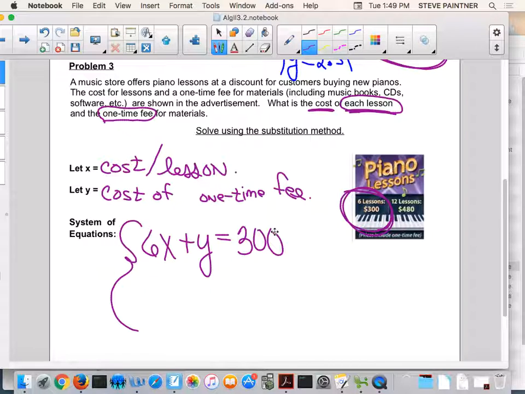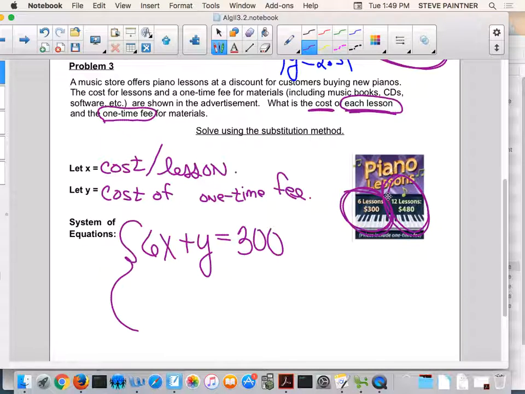Does it seem right? Guys, he's got it perfect. He says I get 6 lessons times that price per lesson, plus I get a one-time fee added in to that number. That 300 is made up of all of this. Well, now, since he did that, I bet you guys can fill in the other one.